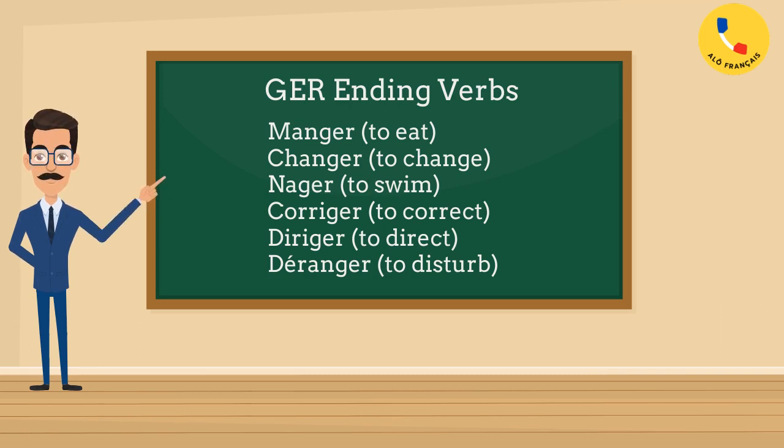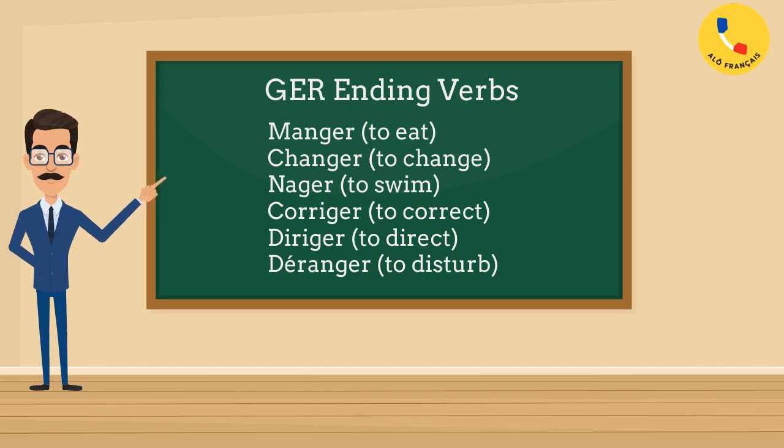Now in this part of the video, you can see that GER ending verbs are written here and in the bracket they have their English meaning. So manger, to eat. Changer, to change. Nager, to swim. Corriger, to correct. Diriger, to direct. Déranger, to disturb. So these are the meanings.